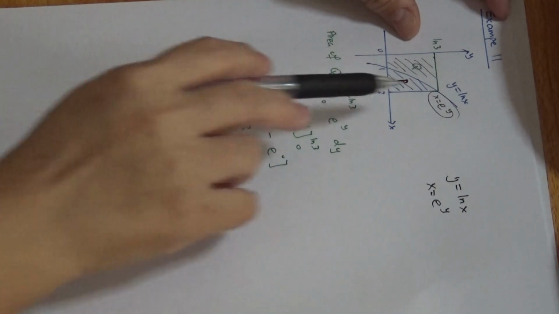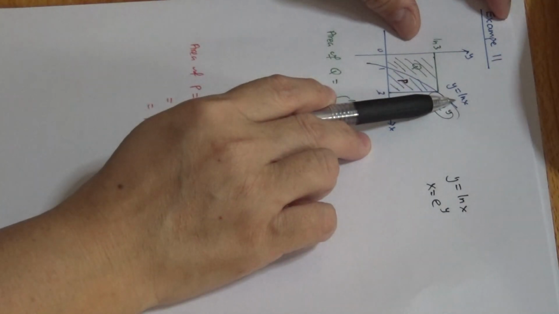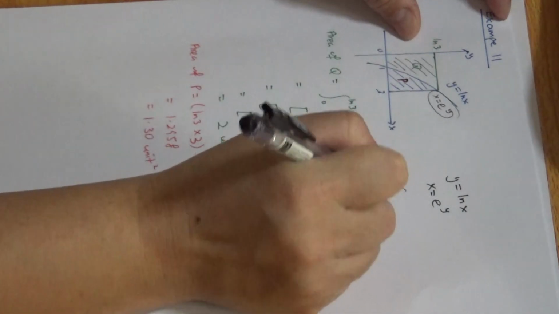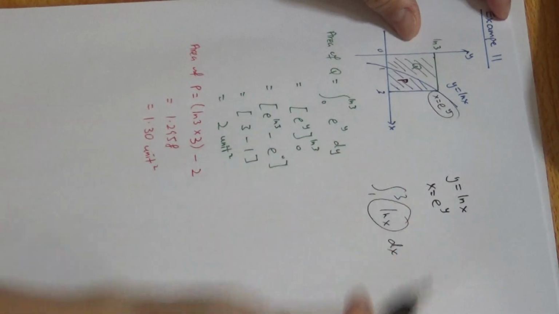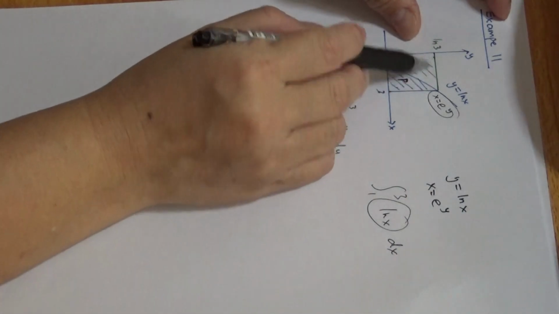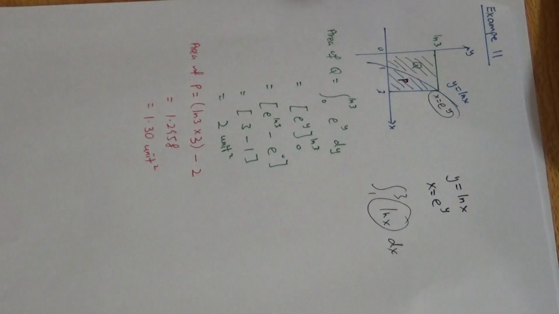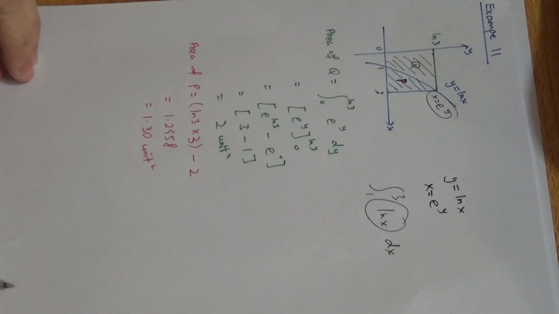So we have to be careful. We cannot integrate ln x. So you cannot say, I want to integrate 1 to 3 ln x dx, because we do not know the answer for this. So we have to change it to the y-axis instead. So this is your example 11.